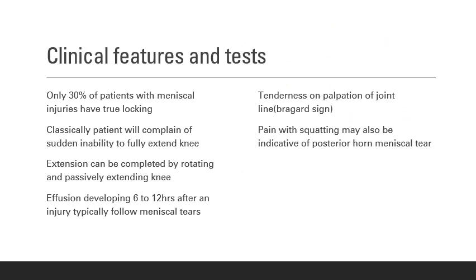Clinical features and tests: only 30% of patients with meniscal injuries have true locking. Classically, the patient will complain of sudden inability to fully extend the knee. Extension can be completed by rotating and passively extending the knee. Effusion developing 6 to 12 hours after an injury typically follows meniscal tears. Tenderness on palpation of joint line is a Bragard sign. Pain with squatting may also be indicative of posterior arm meniscal tear.